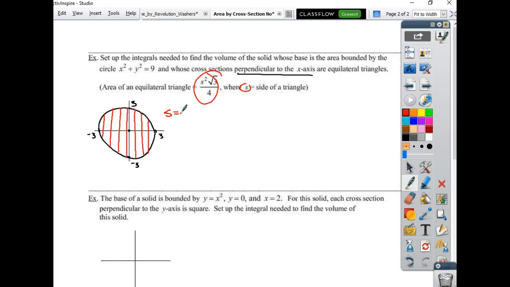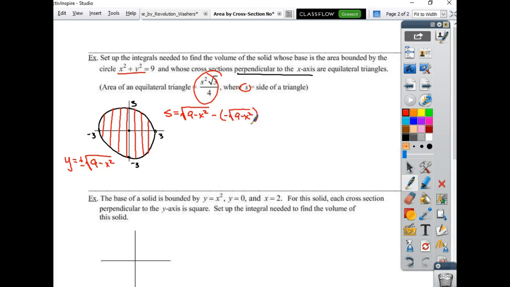Now this is a little bit trickier s because, whoa, we've got to turn this into a y equals equation. So first off, let's solve that. So y is equal to plus and minus the square root of 9 minus x squared. Be careful, the plus and minus is going to be important because I want to deal with that above and below. So I would say, well, what is s? s could be the positive square root of 9 minus x squared minus the negative square root of 9 minus x squared.